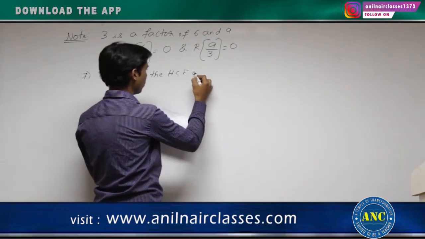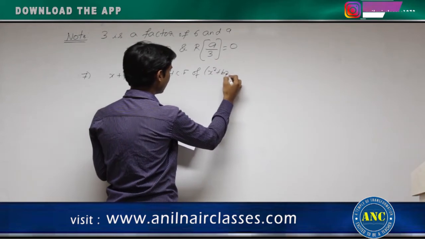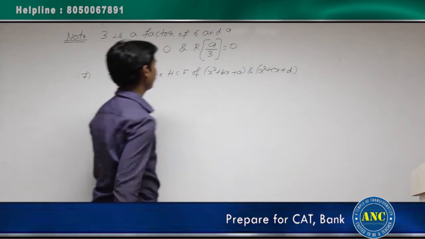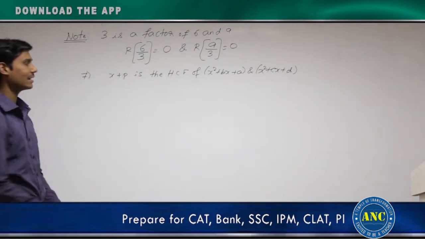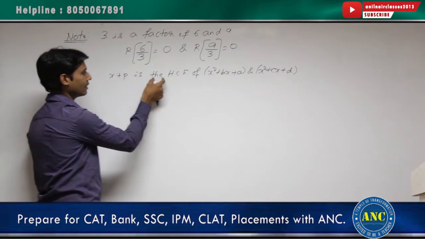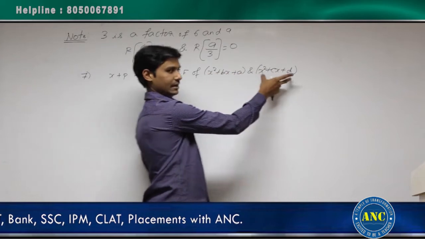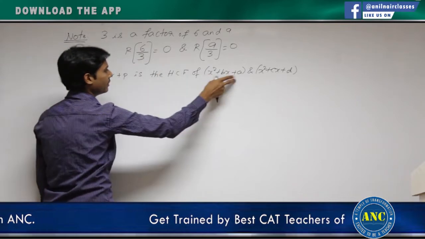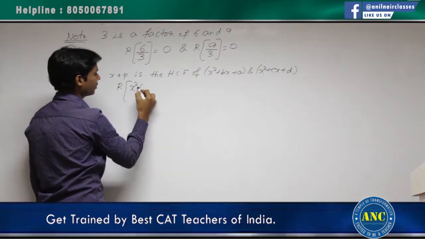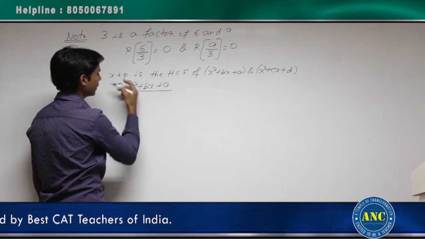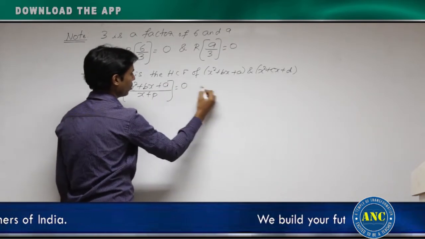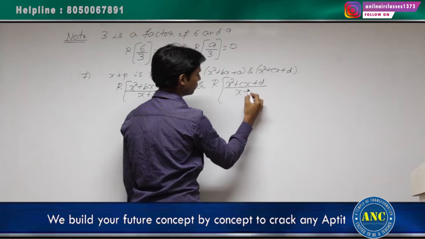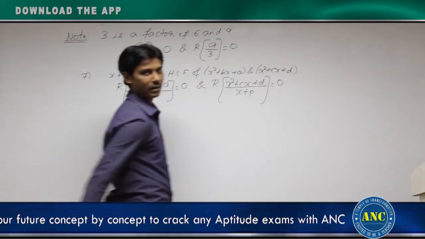x plus p is the factor of the HCF of x square plus bx plus a and x square plus cx plus d. You need to find the value of p. You need to find this p value, right? It is exactly similar to 3 being the factor or HCF of 6 and 9. That means remainder when 6 is divided by 3 is 0. Similarly, remainder when x square plus bx plus a is divided by x plus p will be equal to 0. And remainder when x square plus cx plus d is divided by x plus p is also 0.